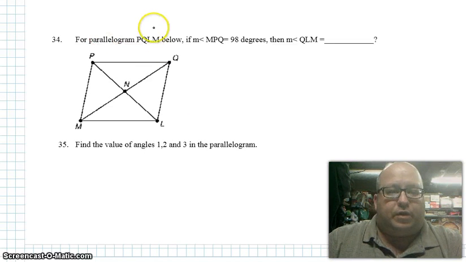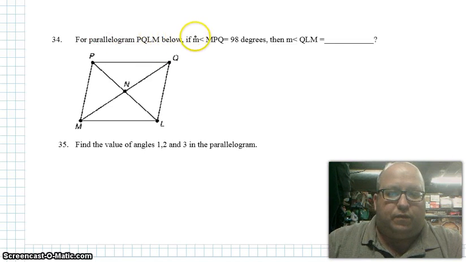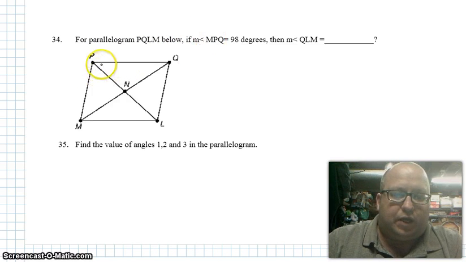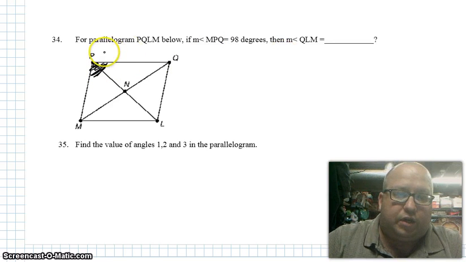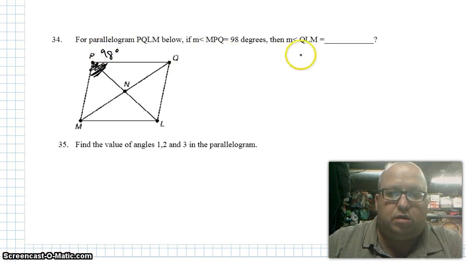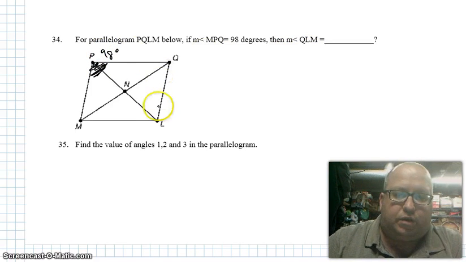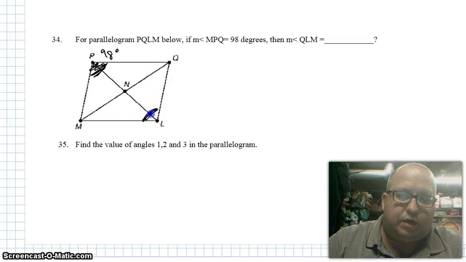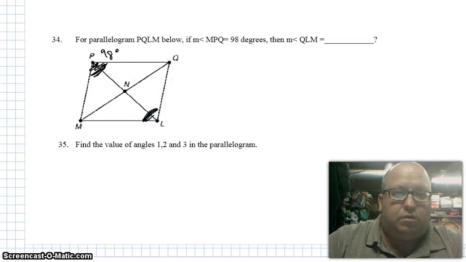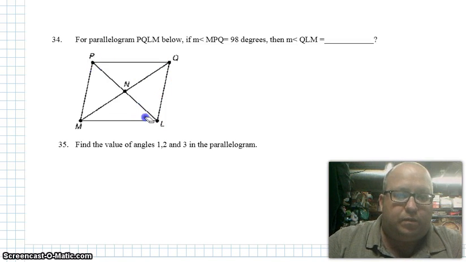In the parallelogram PQLM below, if the measure of angle MPQ, let's see, MPQ, that's this angle right here, is 98 degrees, then what is the measure of angle QLM? That's this angle right here. Well, you know what I'm thinking is, let's see, MPQ is 98.